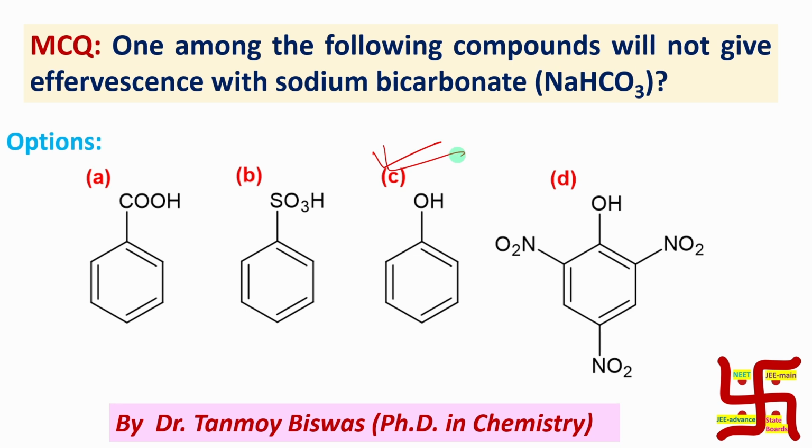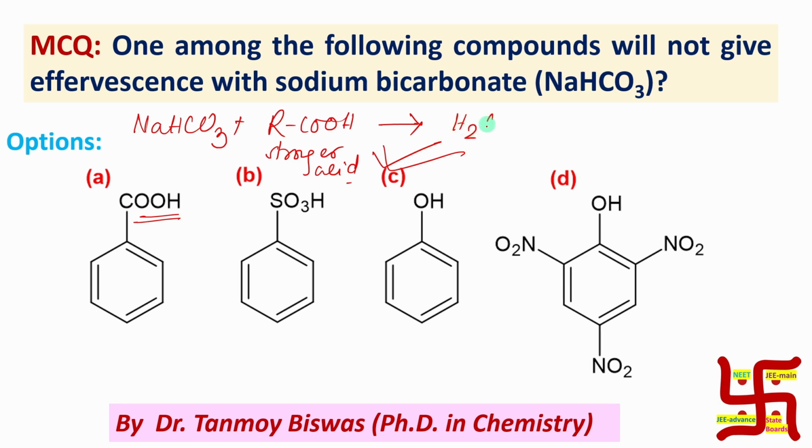You need to understand, or I suggest that please remember, that carboxylic acid or stronger acid than carboxylic acid can produce effervescence of CO2 from bicarbonate. So what happened here? This bicarbonate reacts with a stronger acid, means if I say it's a carboxylic acid, remember, this one is my stronger acid. So obviously it can react with bicarbonate and produce the corresponding weaker acid, carbonic acid.